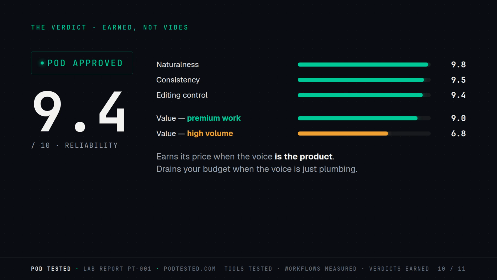Pod approved, 9.4. But the value score splits in two, and that split is the whole story. 9.0 for premium work, where the listener noticing the voice is the point. 6.8 for high volume, where the premium compounds fast. ElevenLabs earns its price when the voice is the product. It drains your budget when the voice is just plumbing.